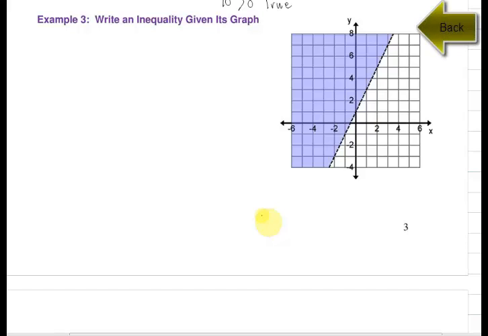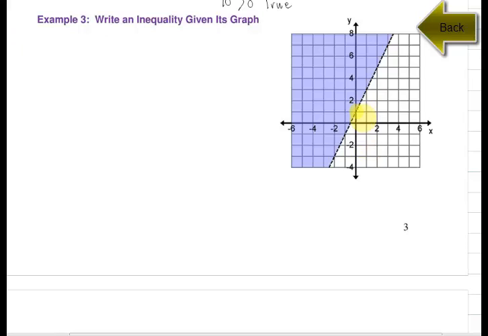Okay, so we are going to do example number 3, which is to write an inequality given its graph. All right, so our graph is here on the right. And probably the easiest way to come up with an equation for this line is to use y equals mx plus b. So I'll be interested in the y-intercept and the slope.